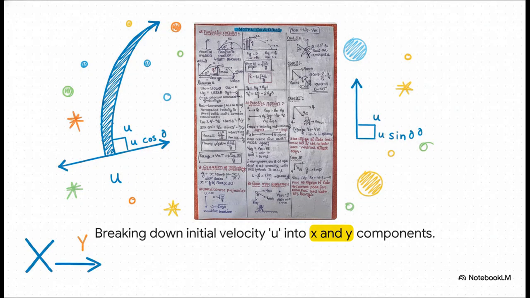So here's the most crucial point. The very first step in any projectile problem is always the same. You take the initial velocity, u, and you immediately break it down into its components. The x component is u cos theta, and the y component is u sin theta. And just like that, you now have 2 simple 1D problems to solve instead of one complex 2D problem.